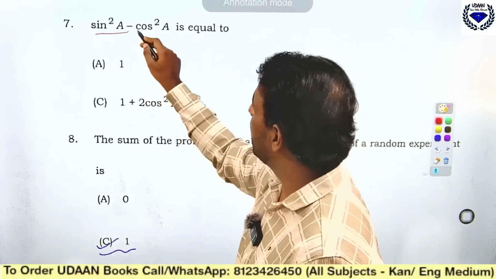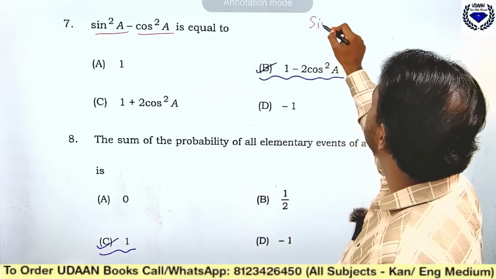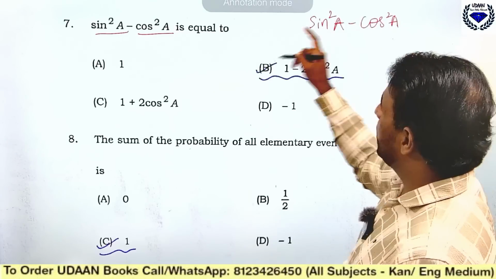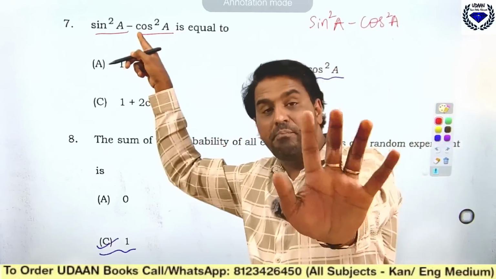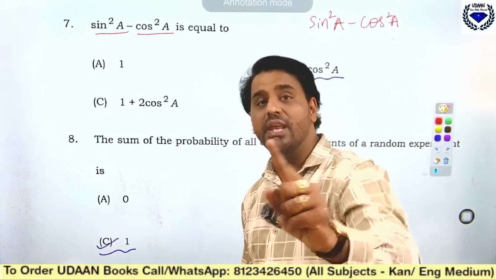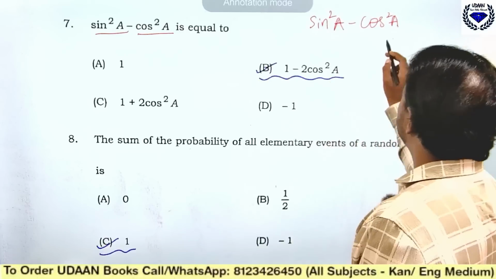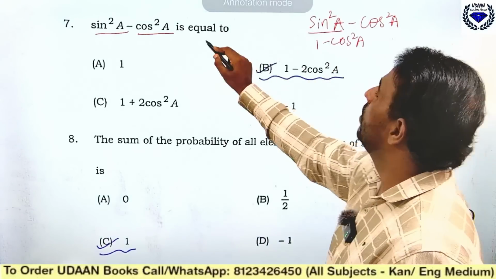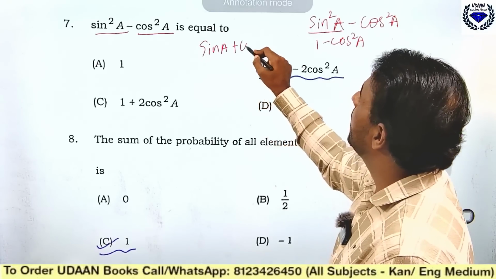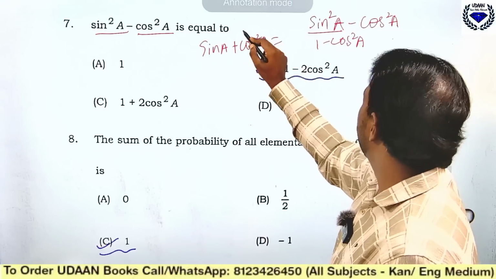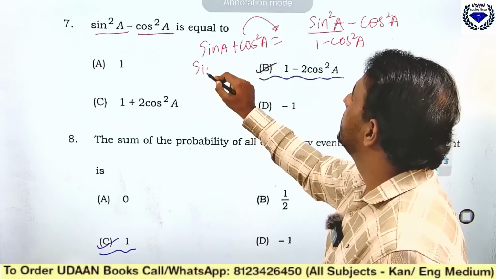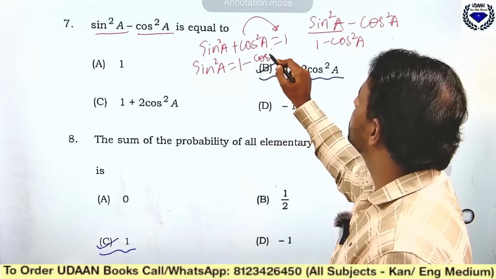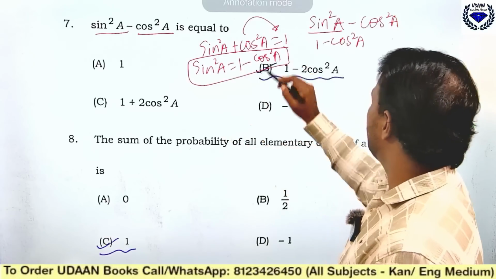See, sin square A minus cos square A, they are telling. If there was a plus sign here, it would have become 1, but it is a minus sign. You should be very careful while solving. So what can you do? Sin square A is what? 1 minus cos square A. You know sin square A plus cos square A is equal to what? 1. If you send cos square A to the other side, you will get sin square A equal to 1 minus cos square A. This formula you should use.